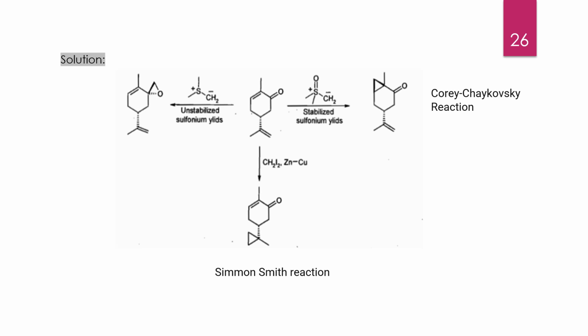So here I have shown all of these; that was the Corey-Chaykovsky. For the first one, the sulfonium ylide will give this epoxide. For sulfoxonium ylide, it will give the alpha beta unsaturated cyclopropanation. And for the Simmons-Smith reaction, we will get cyclopropanation of this electron rich double bond. So this is enough for today.